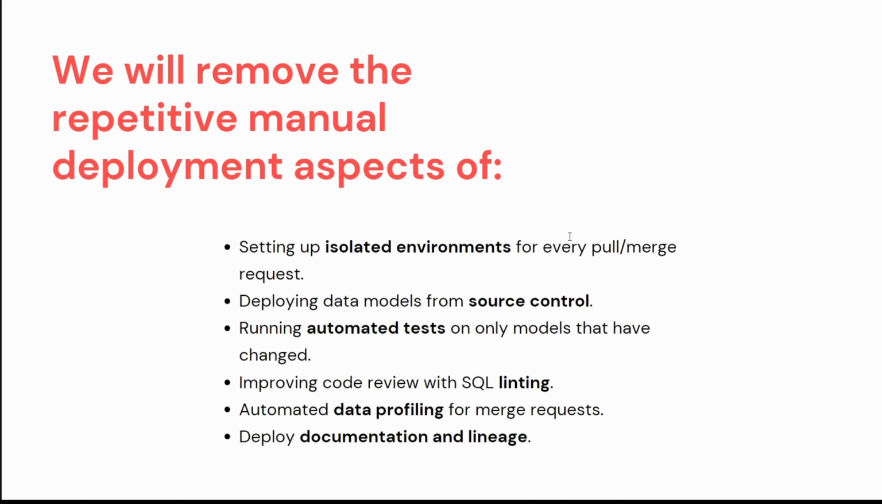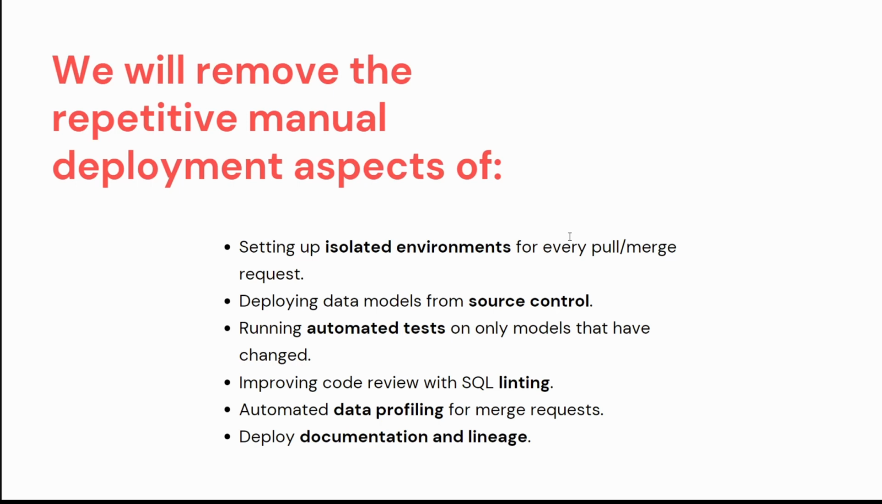Some of the steps we're going to take today to introduce DataOps will be removing a lot of the manual deployment aspects. We're going to be looking at how we can set up isolated environments on every single pull or merge request. We're going to look at deploying data models from source control. This is fundamental. Having your code versioned and have a history. Running automated tests on only the models that have changed. This is key. You may have a very large network of data models, and you only want to look at the ones which have changed and then their downstream impacts.